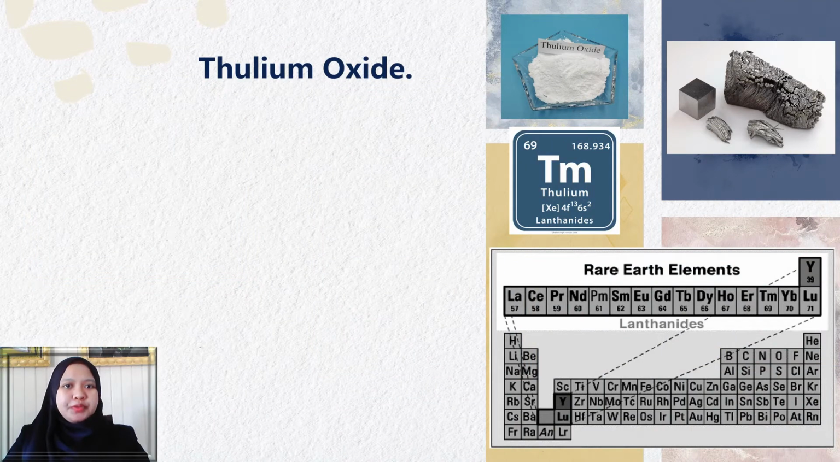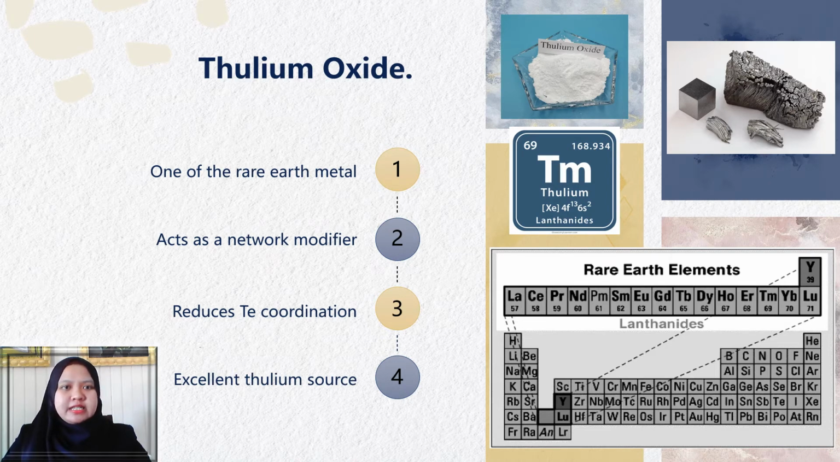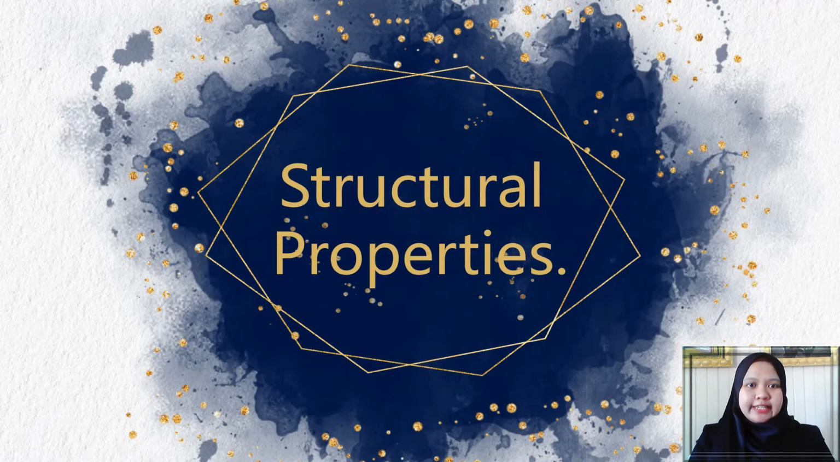Then we proceed to thulium oxide. According to research conducted by Gaafar 2009, thulium oxide is one of the rare earth metals that act as network modifier and reduce Te coordination. Thulium oxide is an excellent thulium source with fine use in glass, optical, and ceramic applications. In this review paper, I will concentrate on the effect of thulium oxide on the structural properties of borate, tellurite, and borotellurite glass. Density, molar volume, FTIR, and XRD analysis were examined in order to explore the structural properties of the glass.